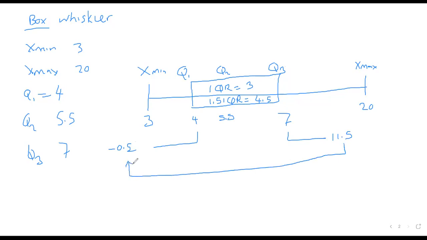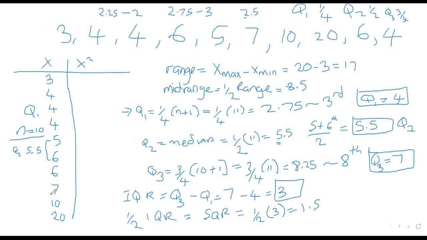An outlier in layman's language is the odd one out. Which numbers are out of this range? We have 20. So 20 will be called our outlier. So you go and check on the list there, which one is above 11.5. If there was any other number, it would have been an outlier.